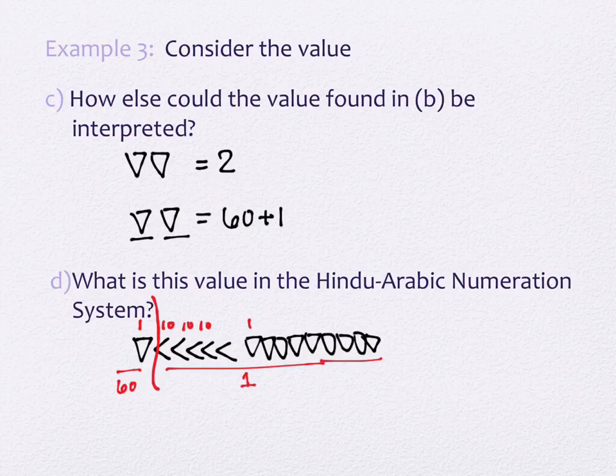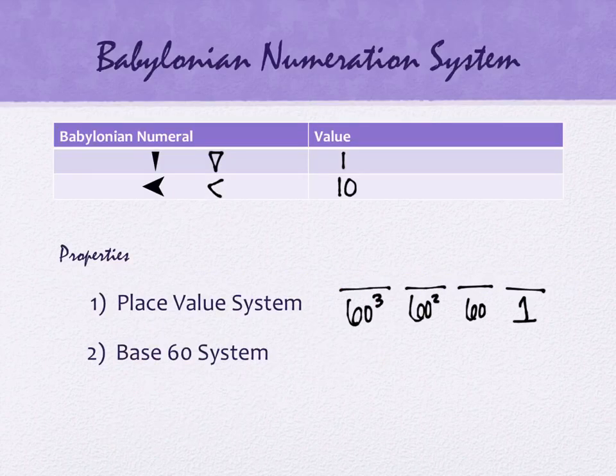So this is the number 1 in the 60's place. And then it's the number 59 in the 1's place, because they have a base 60 number system. Right here, it means that the first place value on the far right is worth the 1, and the second place value is worth 60, and the next place value would be worth 60 squared.